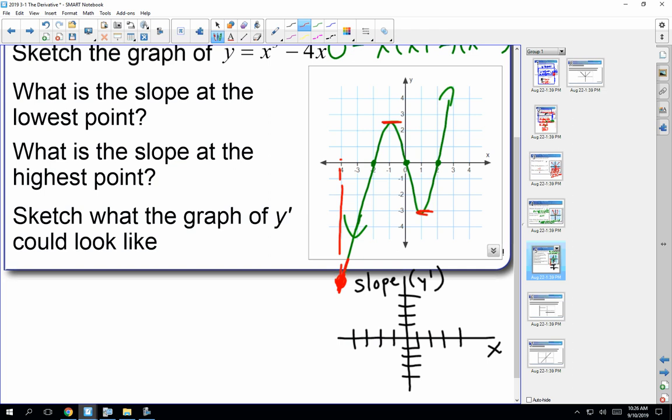So we've got at -4, my slope is, we'll just say it's up pretty high. It's actually steeper than that, but we'll just put it up there. What about here at -1? What is my slope at -1? So I go over, it's 0. So I have a dot at -1.